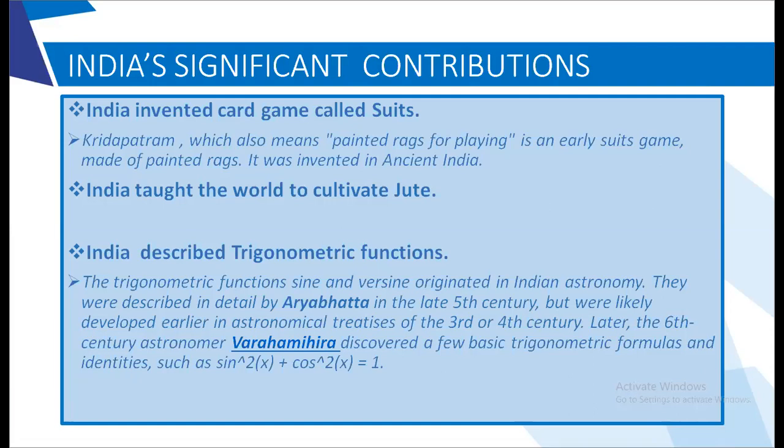India described trigonometric functions. The trigonometric functions, sine and versine, originated in Indian astronomy. They were described in detail by Aryabhatta in the late 5th century, but were likely developed earlier in astronomical treatise of the 3rd or the 4th century. Later, the 6th century astronomer Varahamihira discovered a few basic trigonometric formulas and identities.